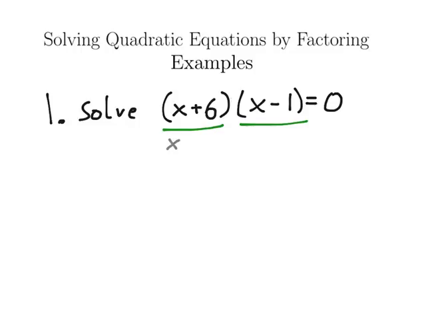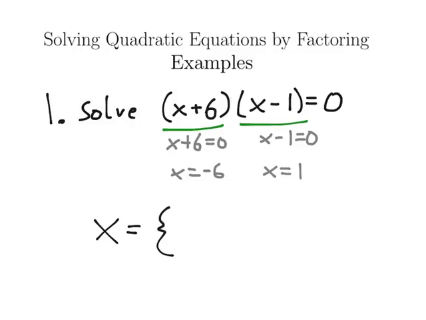So if that is equal to 0, and this is equal to 0, that tells me that x could be negative 6 and x could be 1. So my solution is that x could be negative 6 or it could be 1. Those are the solutions to the original equation.